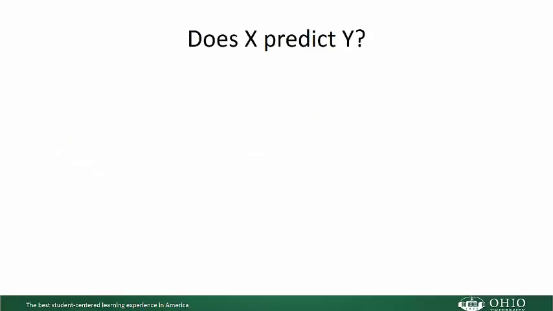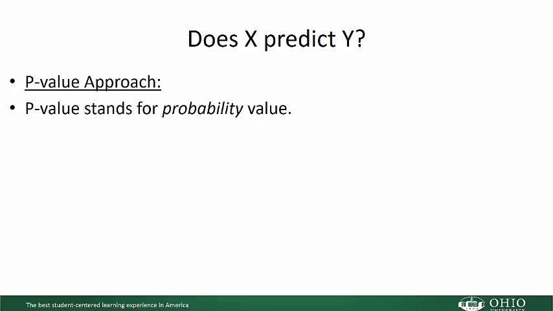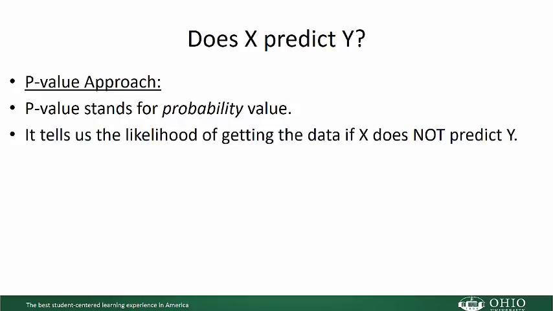First, we want to know if x actually predicts y. We are going to use what is called the p-value approach to answer that question. The output from Excel will include a number that is called a p-value. P-value stands for probability value. This number will tell us the likelihood or the probability of getting our data if x does not predict y.